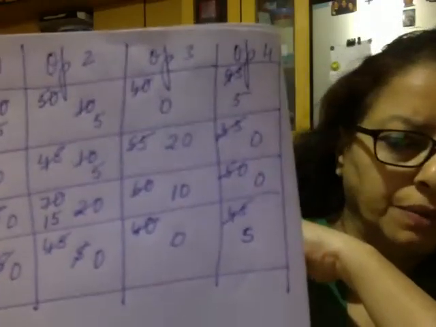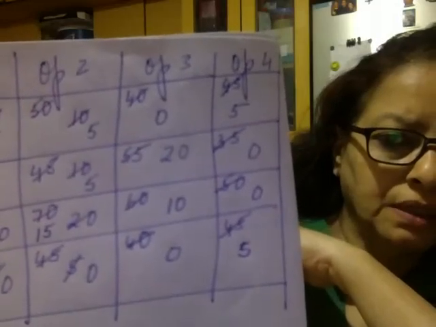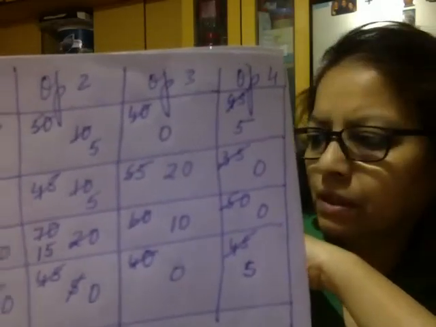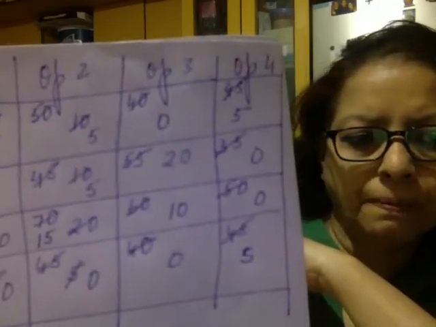Now we go to operator 3 column. You have 10 least. So naturally, least is 0. So you cannot touch it.